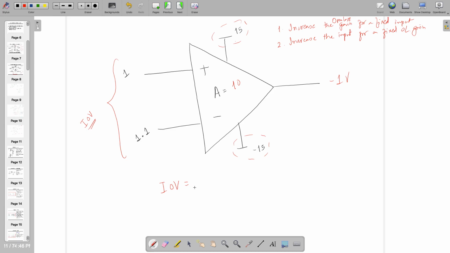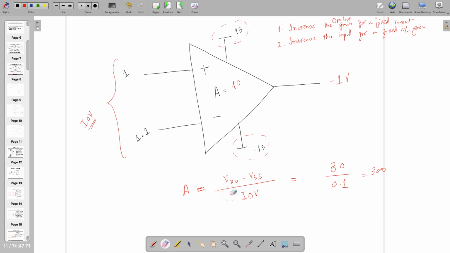In that case, I need the gain A as VDD minus VSS divided by the input offset voltage. So in that case, if this is 30 and I want to detect 0.1, I need to make the gain 300, right?